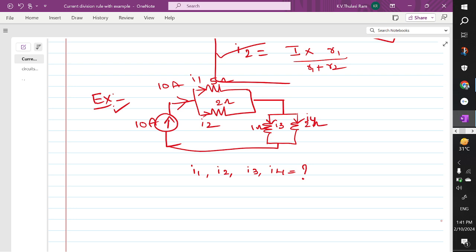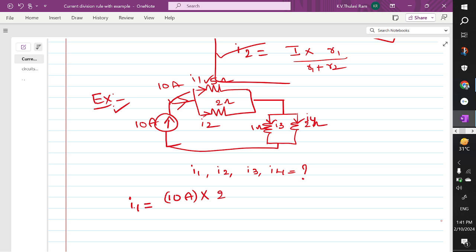Coming to the application, how to find the current I1? What is the formula of I1? I1 is equal to the total source current. What is the total source current? 10 amperes multiplied by, since I am finding I1, the resistor in parallel to the 5 ohm, which is 2 ohm.